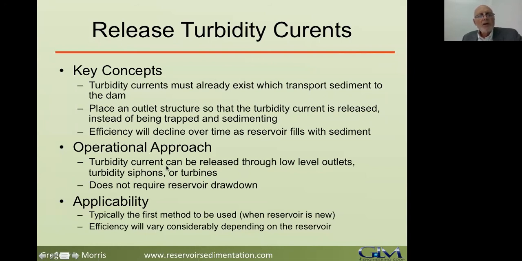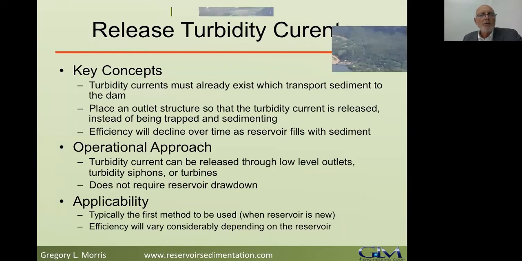The turbidity current can be released through a low-level outlet, turbidity siphons, or through power turbines. It does not require reservoir drawdown because you do not have to draw down the reservoir. It's a method which can be used without interfering with your normal operational regime on the reservoir. And its applicability typically is the first method that you can use when the reservoir is brand new, and its efficiency will vary depending on the reservoir. In some Chinese reservoirs, in ideal situations, they've been able to discharge about 50% of the sediment load through turbidity currents.